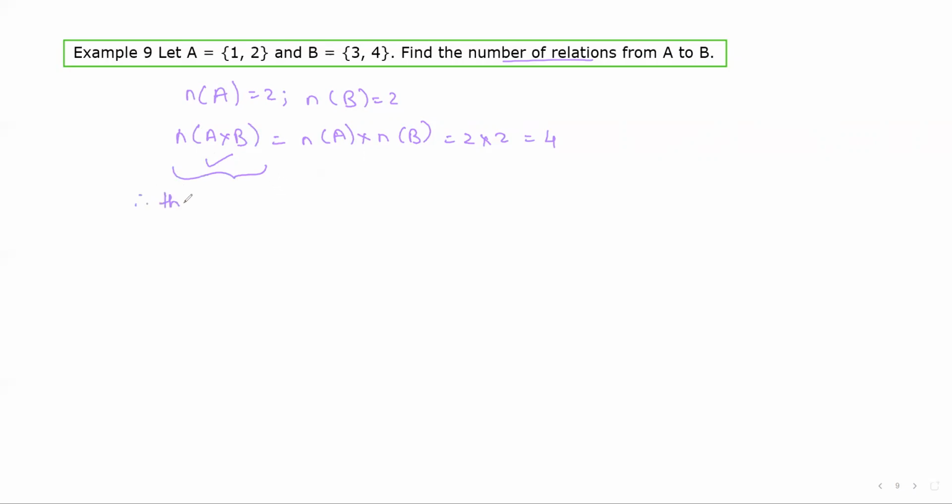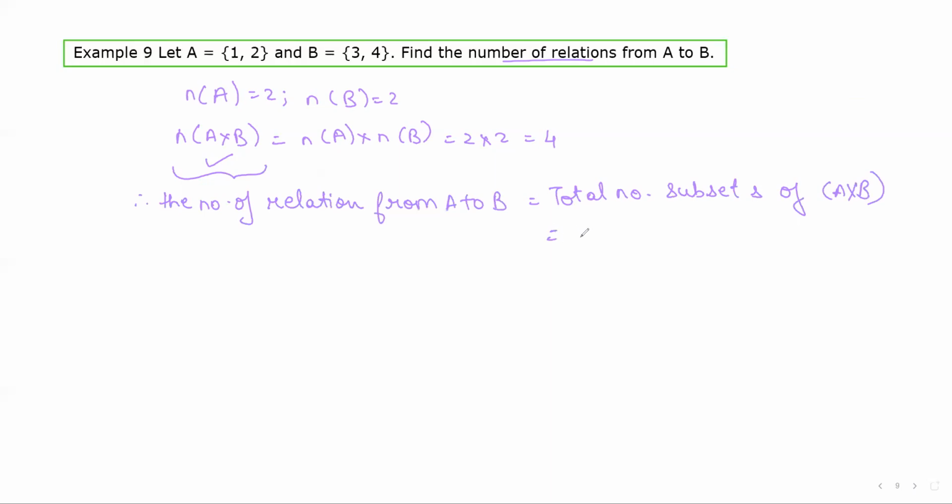Therefore, the number of relations from A to B is equal to the total number of subsets of A cross B. Now, the total number of subsets is 2 to the power of the number of elements of this set, which is 4. So, the total number of relations from A to B is 2 to the power 4.